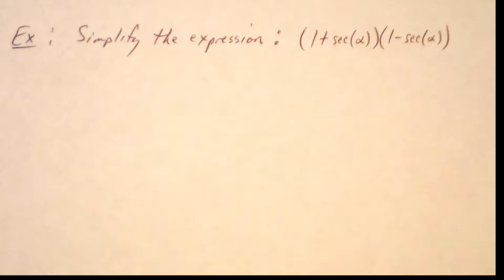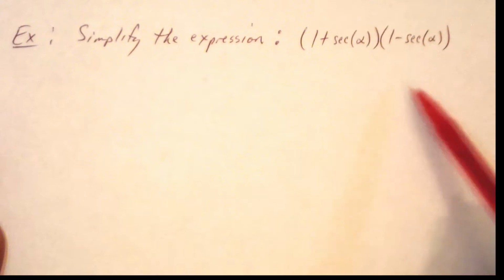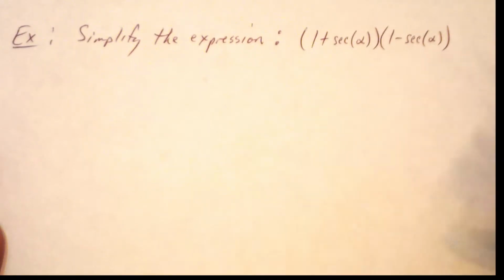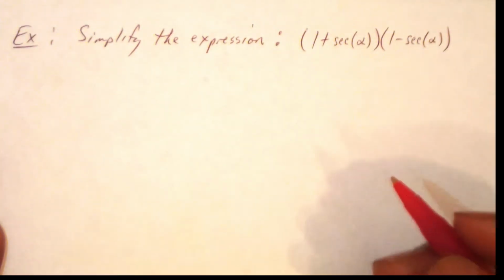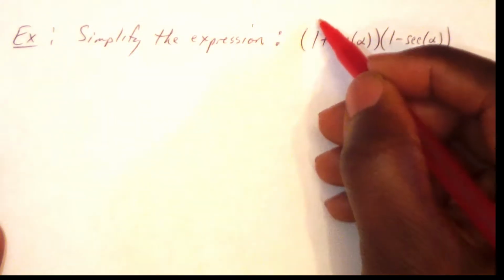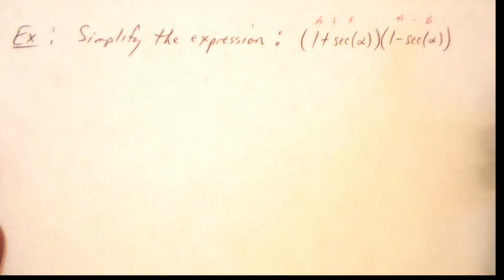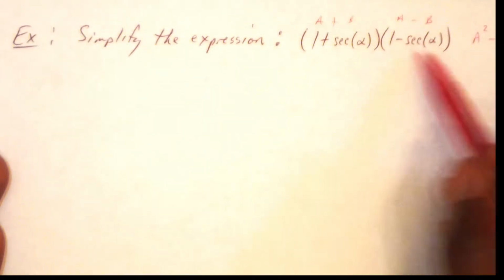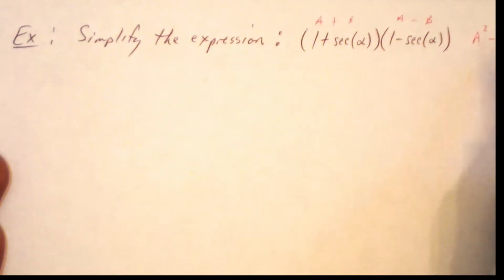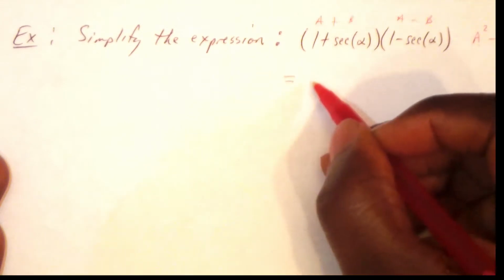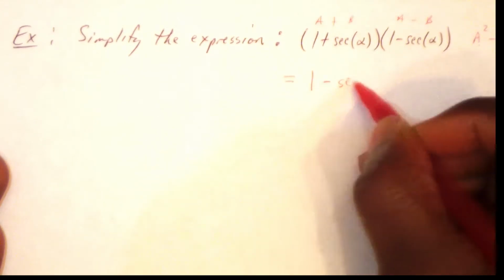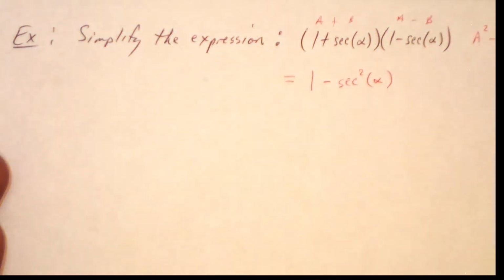So we want to simplify this particular expression. And so when we multiply this, we're thinking after we multiply it, what kind of identities can we use? So looking here, let's just go ahead and multiply this together. So if we do this, we see that this is like A plus B times A minus B. And we know that when we multiply that, if we FOIL that out, it ends up being A squared minus B squared. So all this would end up just being 1 minus secant squared of alpha.